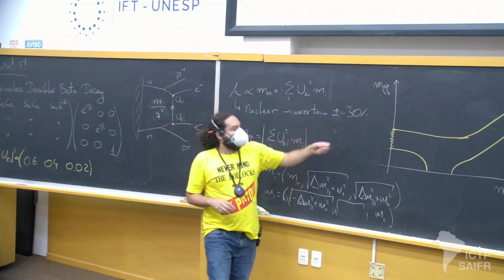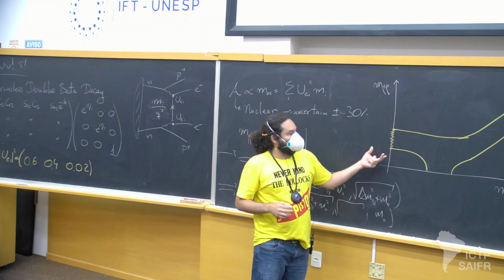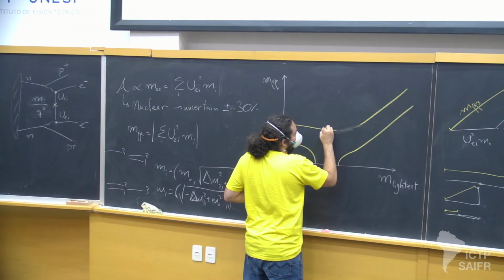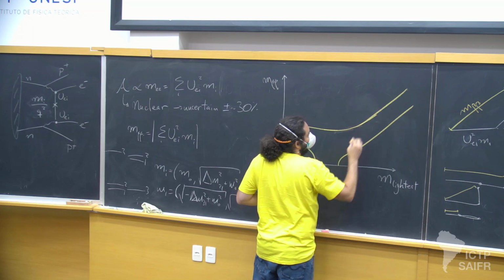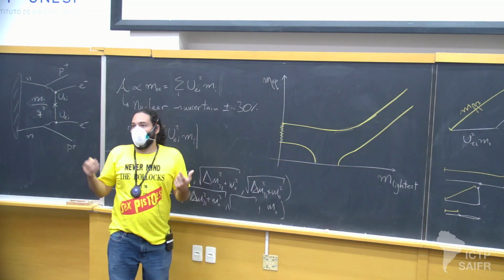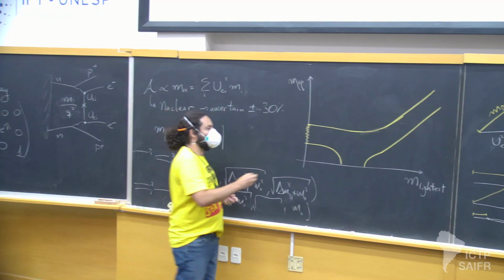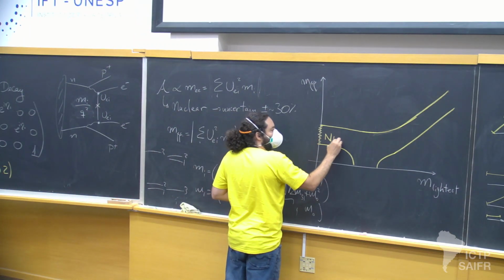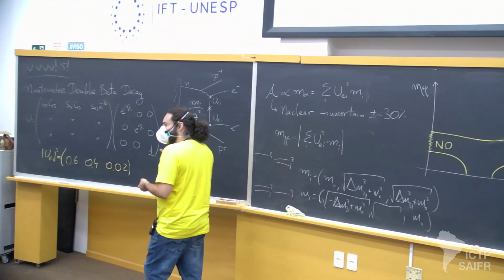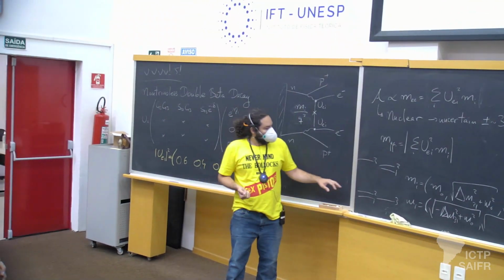So this is how you understand this m_ββ plot, the effective double beta mass, in terms of phases, oscillation parameters, and mass splittings. Okay? That's for normal ordering. Now let's check inverted ordering. Inverted ordering is slightly different.